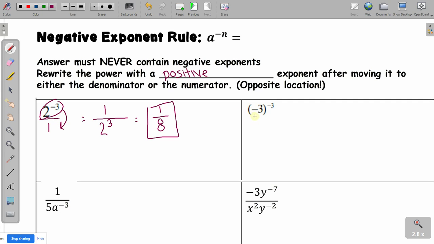Let's look at the next one. Negative 3 to the negative third. Make it into a fraction if it's not already. Circle what has a negative exponent. So negative 3 has a negative exponent, so we're going to move it to the denominator to make it a positive exponent. So negative 3 to the positive third. We need a placeholder at the top, and then we can simplify. Negative 3 to the third is a negative 27, placeholder of a 1 on top.